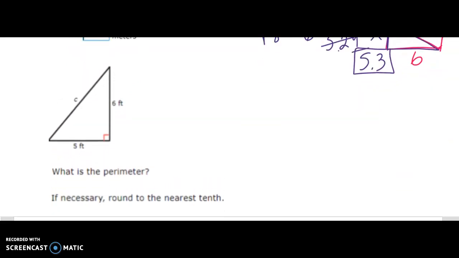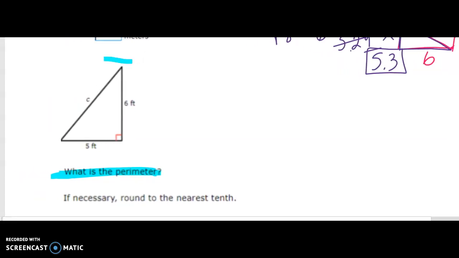I've got 3 minutes to be able to do this last question. What is the perimeter? Be careful and make sure that you read the question. I was wondering why I put this all the way down here. So what is the perimeter? The perimeter is all of the sides added together. Well, I know it's 6 and 5, but I don't know the other one. The other one is the hypotenuse.